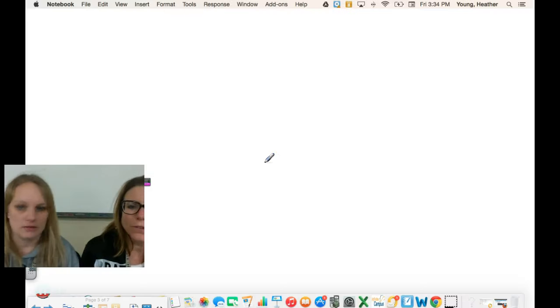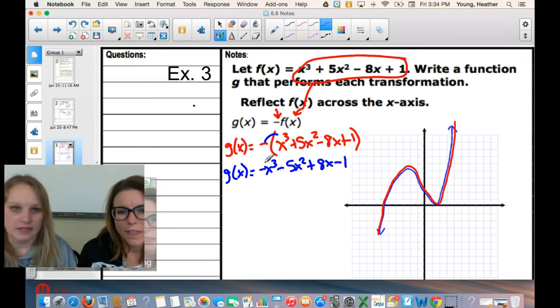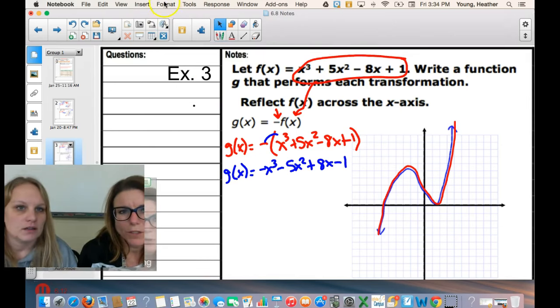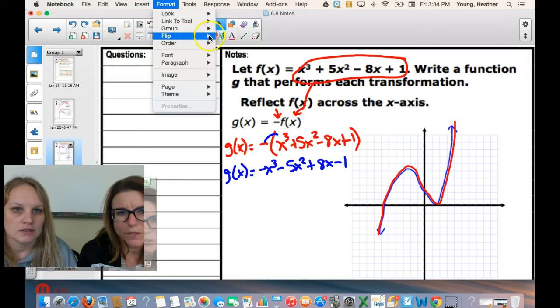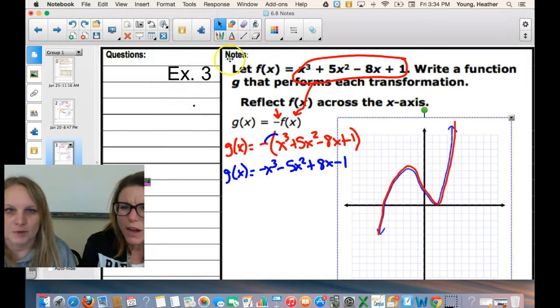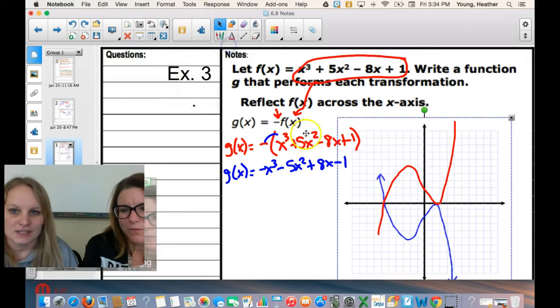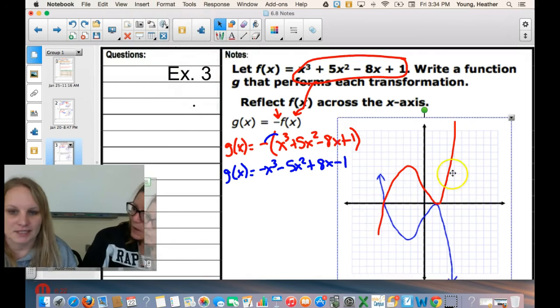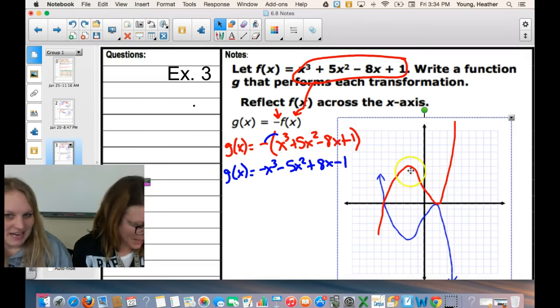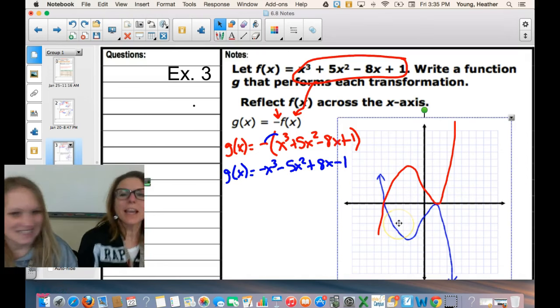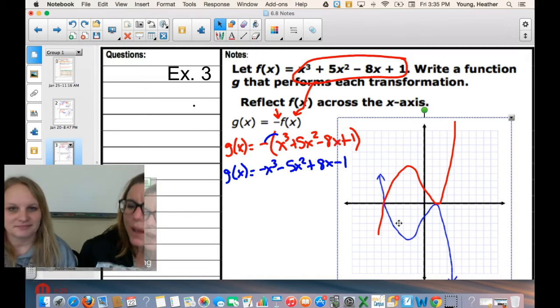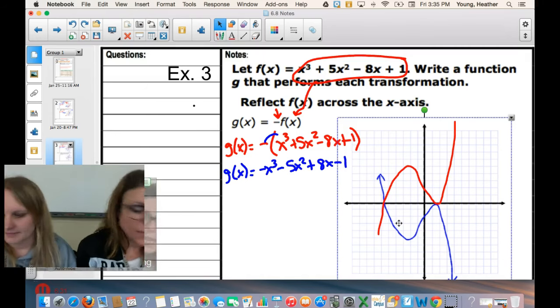Now, if we want to look at it flipped across the x-axis, we go into format, and we go into flip. Is it unlocked? Hold on. There we go. We click up and down, and it flips. It did what I wanted it to do. It flips perfectly. Look at that. That's exactly what the graph should look like. So in your notes, that's what you should do.